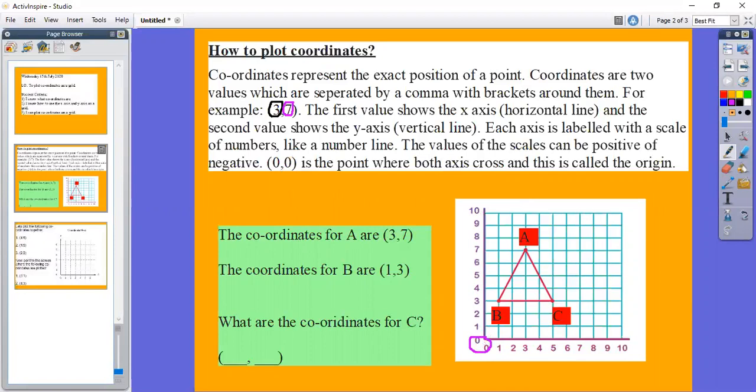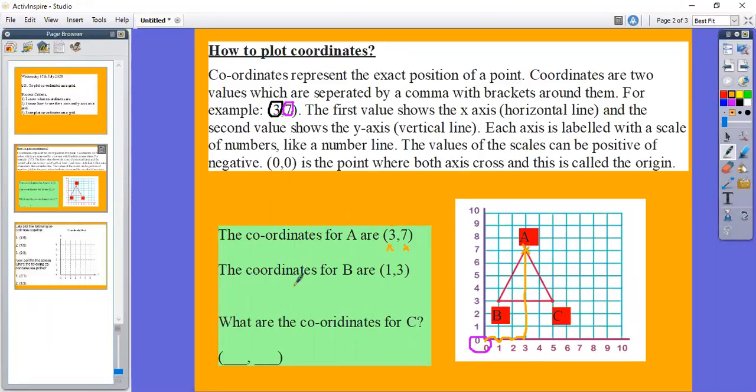So, over here we've got an example of a shape that's been plotted onto a grid. The coordinates for A, which is here, is 3, 7. And to work that out, I need to first of all look at my first number, which we know is my x-axis, and I'll go along to 3. 1, 2, 3. And then I know my second number is my y-axis. I'm going up to 7. 1, 2, 3, 4, 5, 6, 7. And that is where A has been plotted.